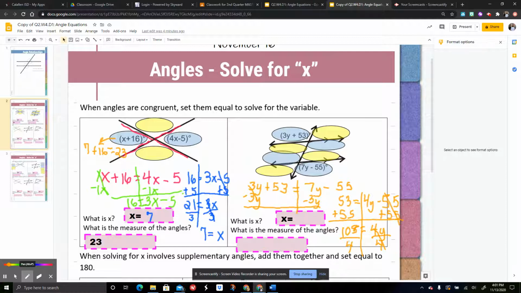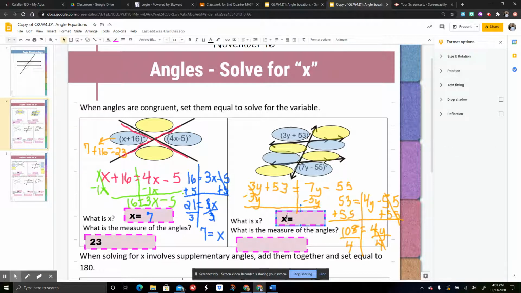So right here, we can actually change this if you want, if it drives you nuts. If it doesn't bother you, you can leave it as x. Right here it says, what is x? It's y. Y equals 27.